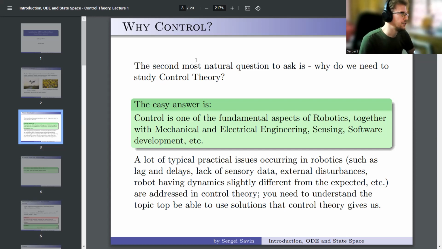And if you talk with practicing roboticists, for example, in our robotics center, you'd find that quite a few of them use control theory daily. Not all of them, but quite a few. So it's just one of those things. You have to know it. All right. So this was an easy answer. It was easy because I just reference you to the fact that it is required for your occupation and so on.